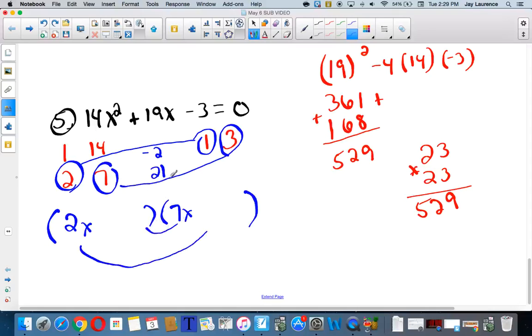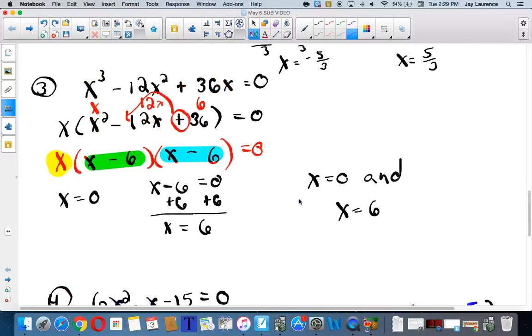And I say, what did I multiply the 7 by? A 3. So I put the 3 here. 21's positive, so I make it a positive 3. Multiply the 2x by a 1. I need a negative 2, so I'll use a negative 1. And that's factored. Oh, did I forget to solve on the last problem?